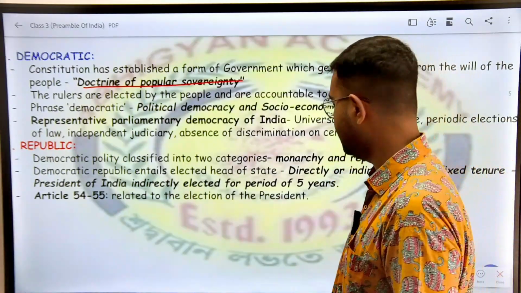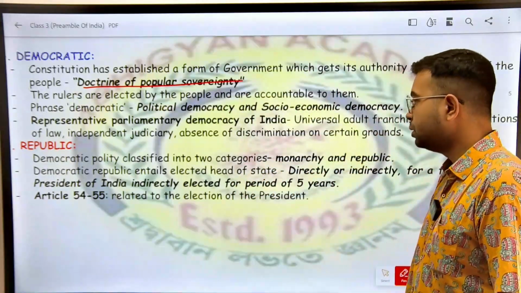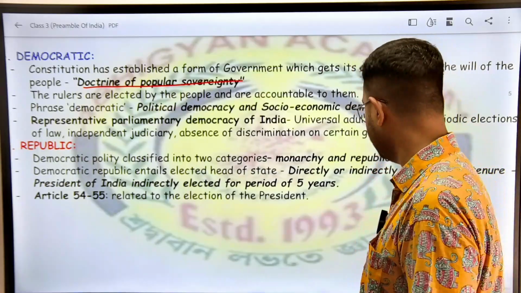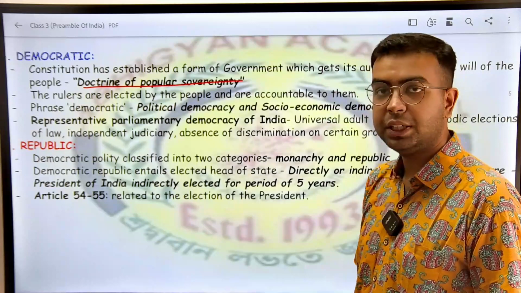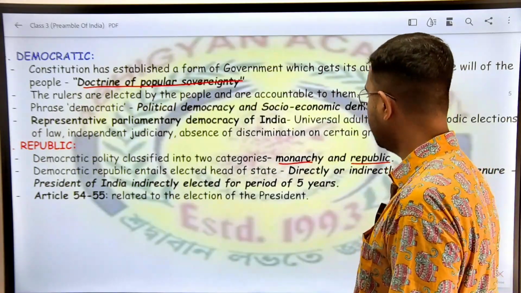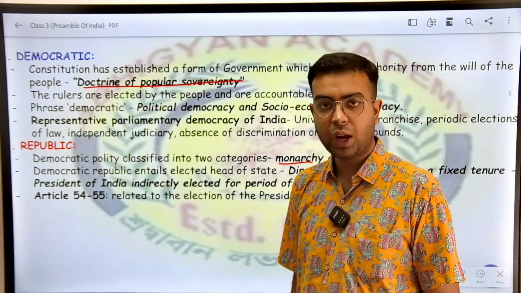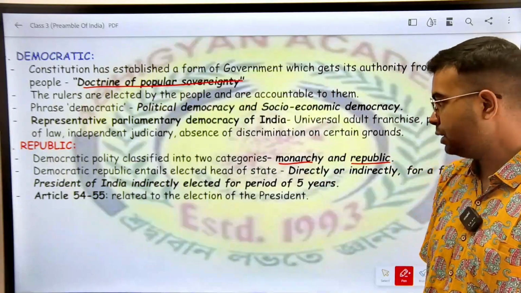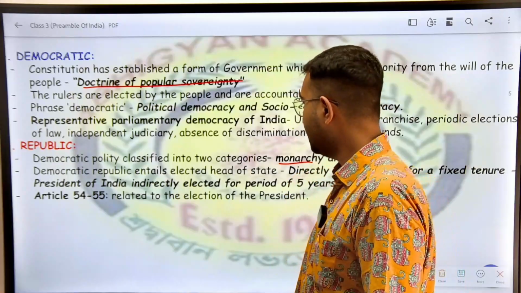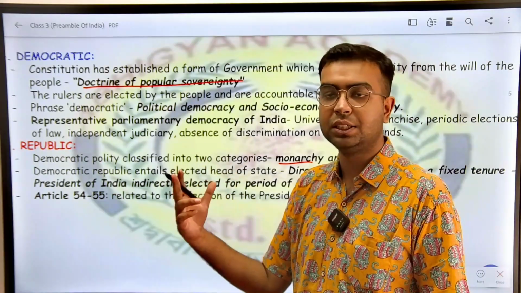Then the last one is republic. What does republic mean? Now see, any kind of political structure or democratic polity, to be honest, is classified into two types. One is monarchy, the other is republic. UK is a democratic monarchy. Why? Because the head of the state in UK is the king or the queen, and the next head of the state is the heir to the king or the queen. It is a hereditary monarchy system.